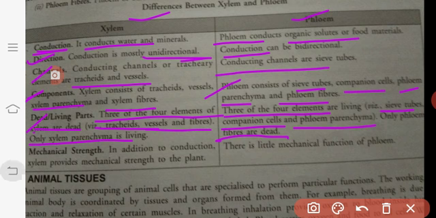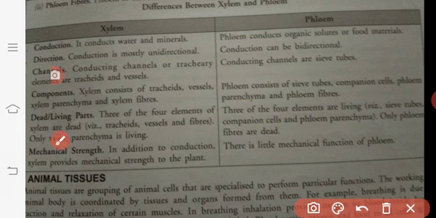Next, what is the main role of xylem? Mechanical strength. In addition to conduction, xylem provides mechanical strength to the plants. But in phloem, there is little mechanical function. So phloem helps in the conduction of food materials.